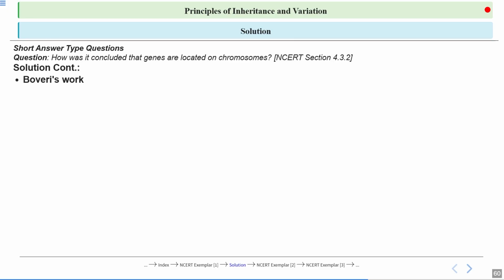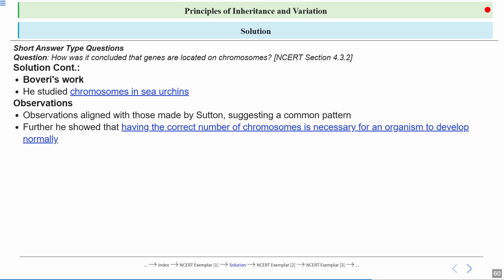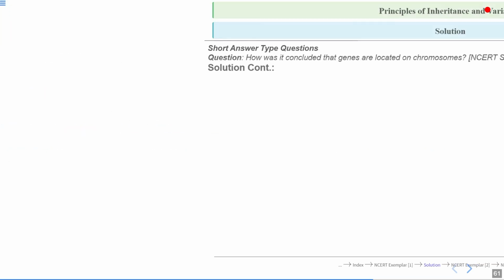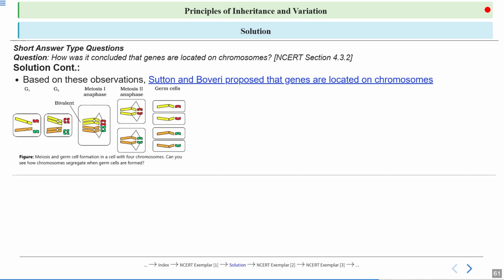Boveri's work. What was Boveri's work? He studied chromosomes in sea urchins. What were his observations? His observations aligned with those made by Sutton, suggesting a common pattern. Further, he showed that having the correct number of chromosomes is necessary for an organism to develop normally. Basically both of them gave the chromosomal theory of inheritance. So based on these observations, Sutton and Boveri proposed that genes are located on the chromosomes.